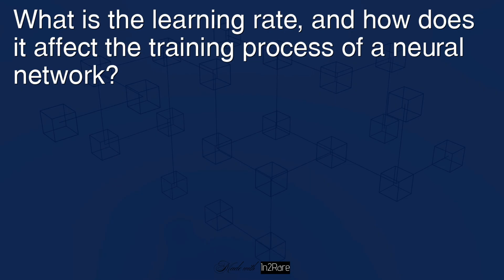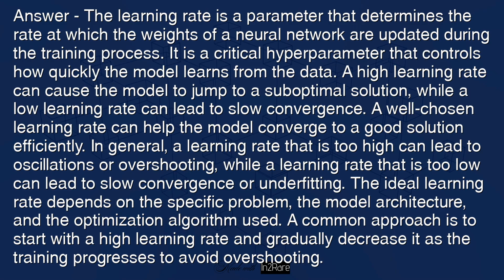What is the learning rate, and how does it affect the training process of a neural network? Answer: the learning rate is a parameter that determines the rate at which the weights of a neural network are updated during the training process. It is a critical hyperparameter that controls how quickly the model learns from the data. A higher learning rate can cause the model to jump to a suboptimal solution, while a low learning rate can lead to slow convergence. A well-chosen learning rate can help the model converge to a good solution efficiently.